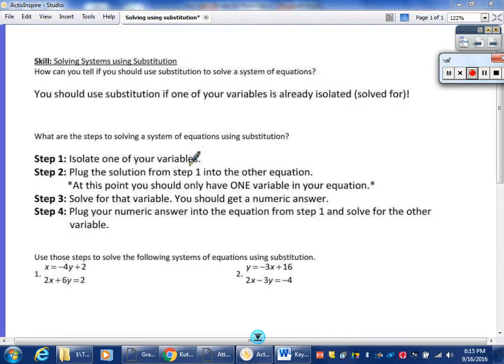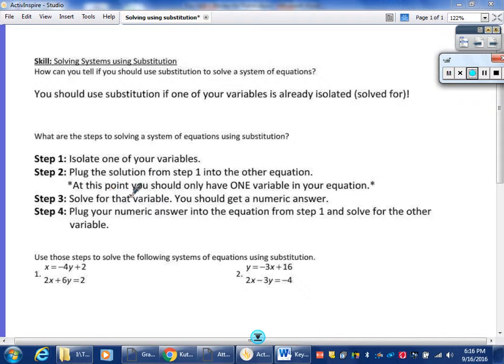isolate one of your variables. So get one of your variables alone. Like I said, all of our examples already have one of the variables isolated. But if you didn't have one of your variables isolated, you would want to solve for one of them.